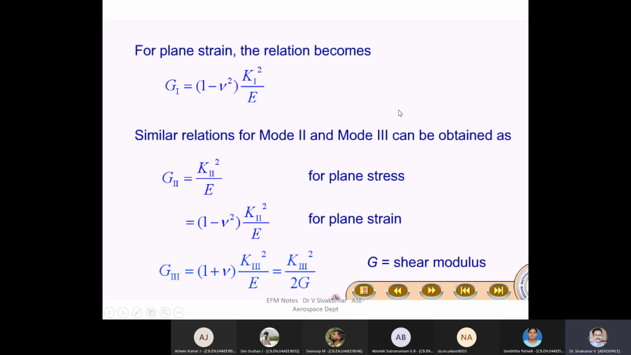Mode 2 means you know that it is a sliding mode, for plane stress and plane strain. Whereas G3 is a tearing mode. So what is the relation between these two? It is something like G3 is equal to K3 square by 2G. So this G is shear modulus.